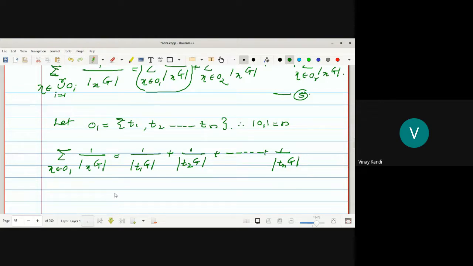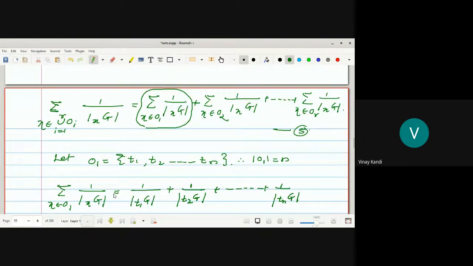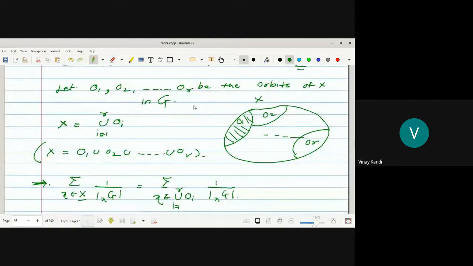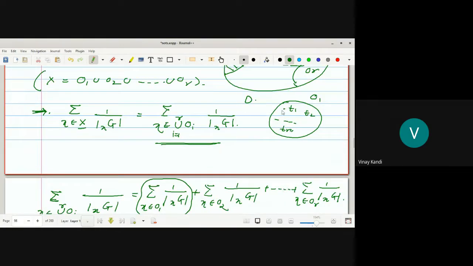Okay, which is equal to, look here, this is my O1. Okay, this set comes out, this is O1. Okay, take it out. How many elements? T1, T2 up to so on Tn elements. Okay, now in this orbit 1, T1 is also there, T2 is also there.